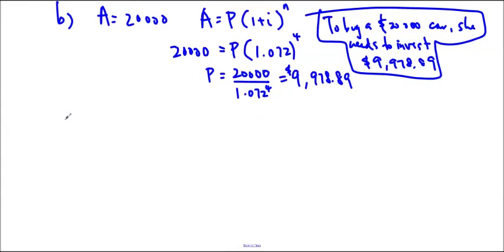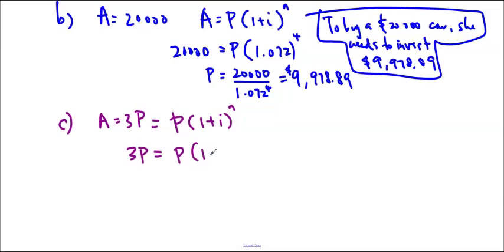So we're just going to do A is equal to 3P, and we know A is equal to P times 1 plus i to the n. So I'm just writing out the formula as usual. So 3P is equal to P times 1.072 to the n. We don't know what n is, but this is the number of compounding periods, just a reminder. So 3 is equal to 1.072 to the n.